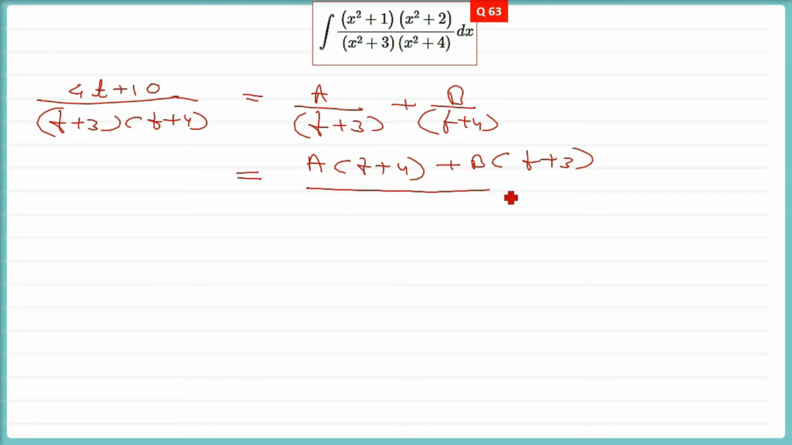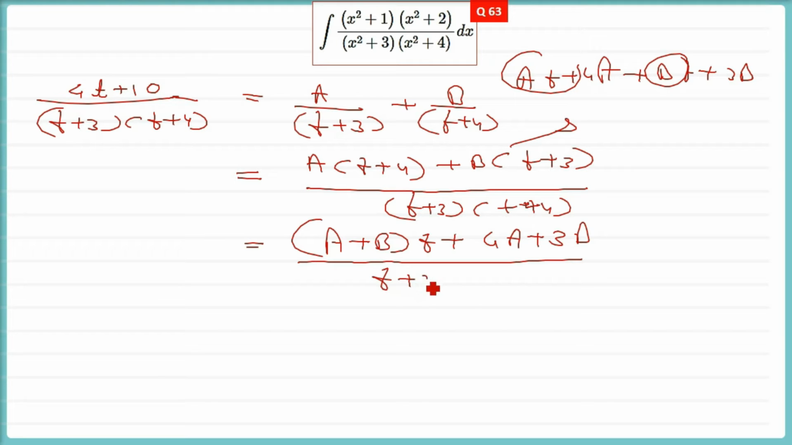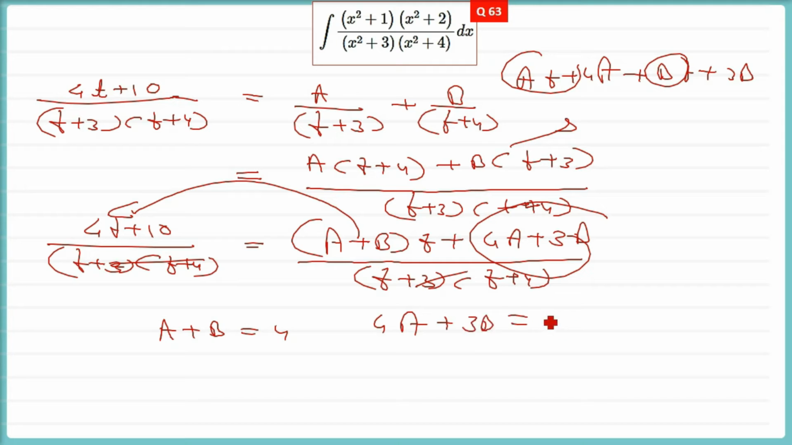So take the LCM. T plus 3 and t plus 4 will come in the denominator. So at plus 4a and bt plus 3b. Combine these similar terms, that is a plus b multiplied by t, and here 4a plus 3b, which will be a constant term. Denominator, of course, you know that they are going to get cancelled because left and right have t plus 3 and t plus 4. So 4t plus 10 divided by t plus 3 into t plus 4 will come. Cancel these two out. Now just equate. A plus b will be equal to 4, and then 4a plus 3b will be equal to 10. So this is the second equation.